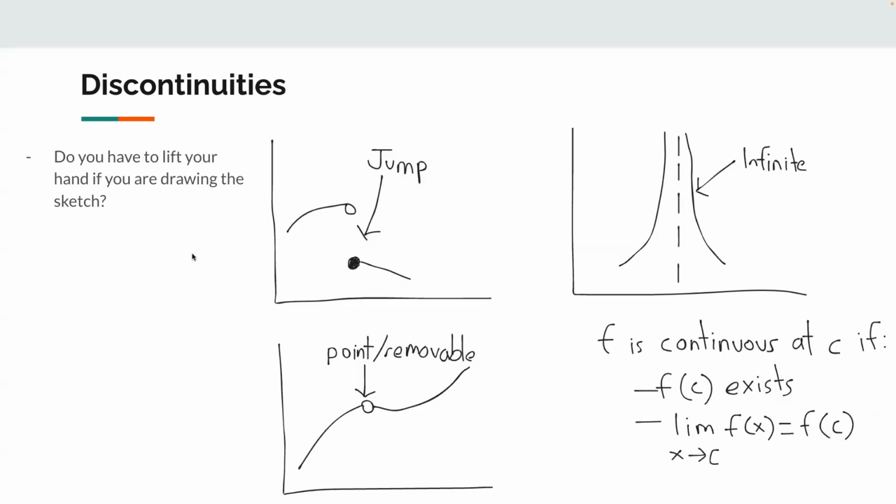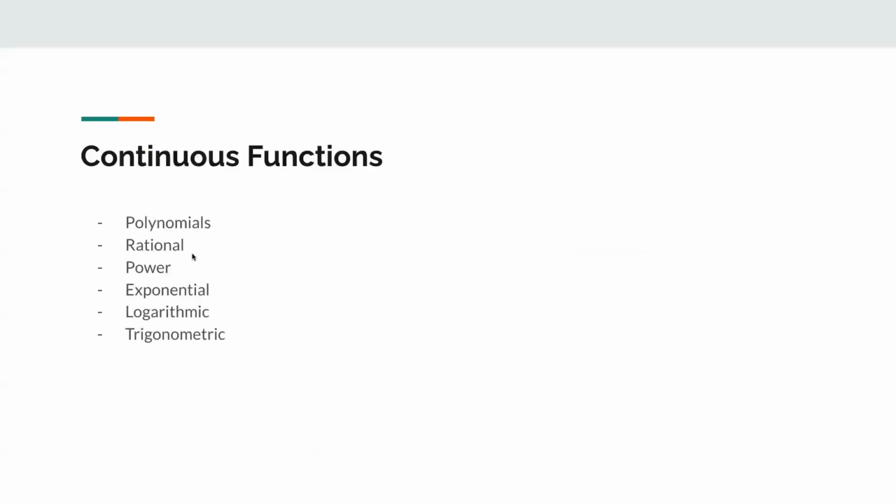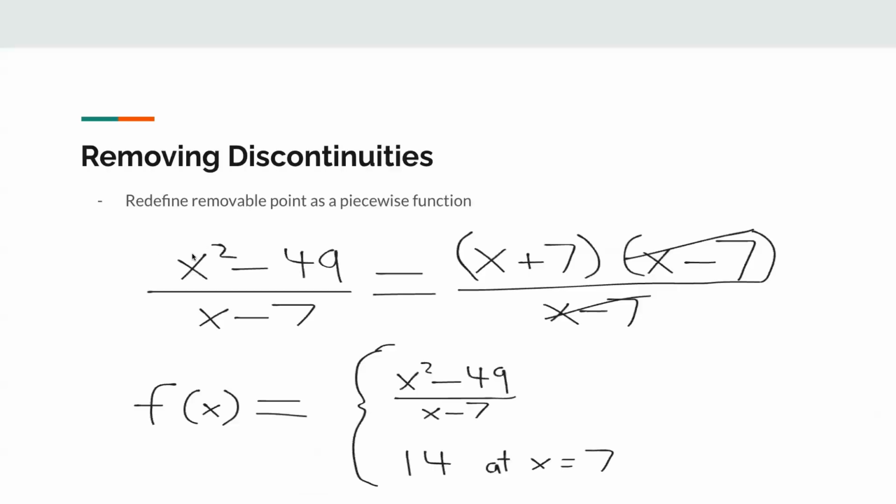Also note that f will be continuous at c only if f of c exists, so it's defined at that point. And the limit of f of x as x approaches c has to be equal to f of c at that point. And for the limit to exist, the left-hand limit has to equal the right-hand limit. So those are all three constraints for a function to be continuous at a certain point. Here are some examples of commonly always continuous functions: polynomial, rational, power, exponential, log, and trigonometric.